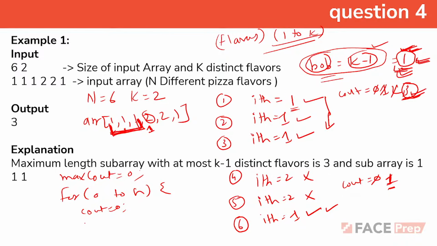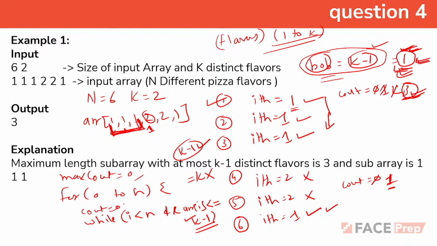So I'm going to use a while loop because I want to find out how many he can eat. From that, if this condition is true, I'm going to check i is lesser than n. And if you're choosing any ith flavor, arr of i should be lesser than or equal to k minus 1. Why k minus 1? Because Bob can eat only k minus 1 flavor pizza. He cannot eat exactly equal to k. He can eat only k minus 1 flavor. So that's the reason we're checking arr of i is lesser than or equal to k minus 1, right?